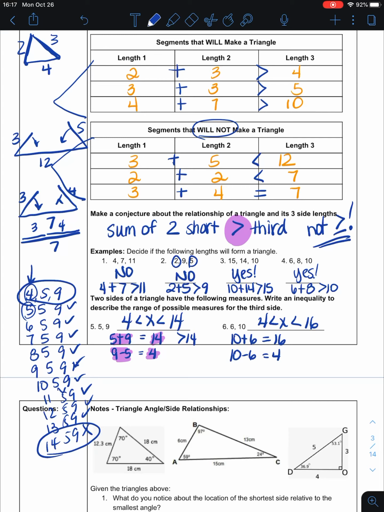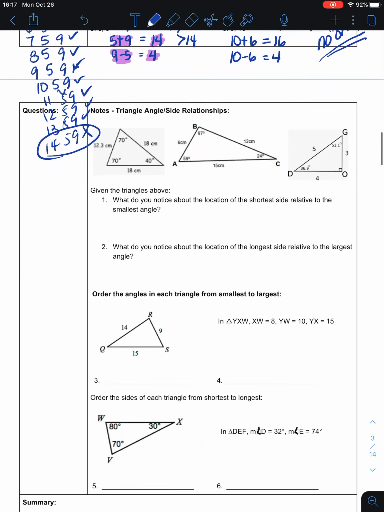Okay, and so you always use less thans, not or equal tos. Don't forget, no or equal tos. Okay, no or equal tos, just less thans. So that's called the triangle inequality theorem, and that's how you can determine what 3 side lengths make a triangle. So now let's look at some relationships in these triangles.